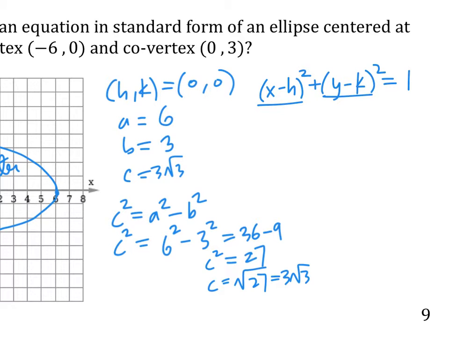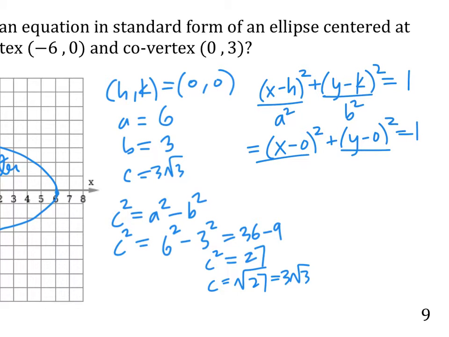Okay, Nathan and Samantha, what do you guys think? A squared goes under x or y? X, y. Huh? Yes, because it's the longer side. Okay, so at this time, we just want to plug in all the numbers. A is 6, B is 3. So then simplifying that, x squared over 36 plus y squared over 9 equals 1.